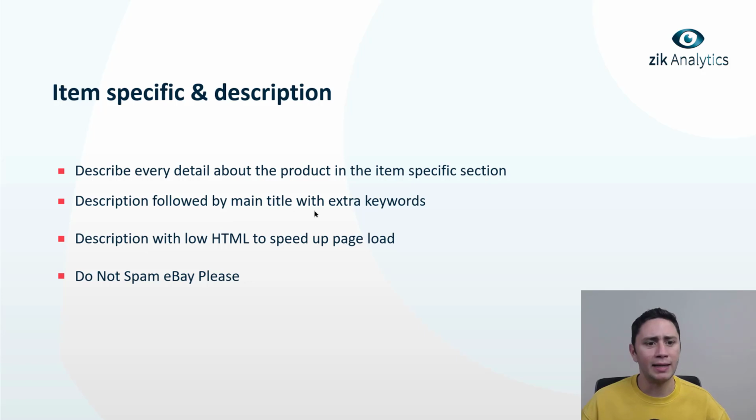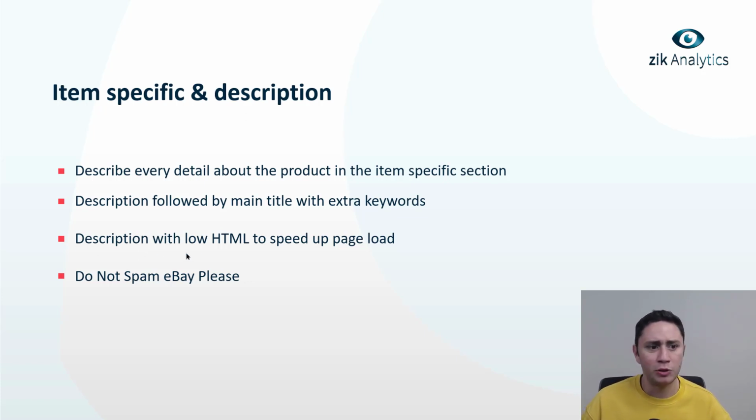Description followed by main title with extra keywords. So the title in the description is basically the second most important title in your listings after the main title. And you want to make sure, because there is no limit of keywords in the description, to make it as rich as possible with relevant keywords. For example, this tripod is great for iPhone, Samsung, etc., or maybe some other keywords you couldn't use, you didn't have enough space to use in your main title, and you add it to the description title.